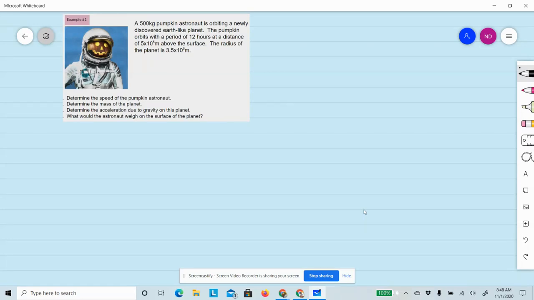All right, let's walk through this problem here with a pumpkin astronaut. Just Halloween, so this is appropriate. The pumpkin astronaut is orbiting a newly discovered Earth-like planet.